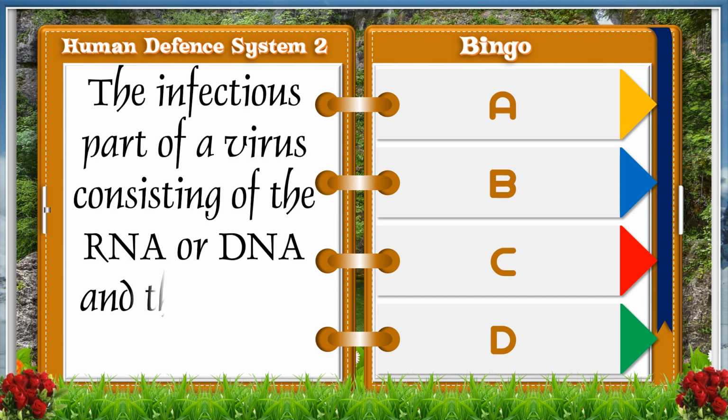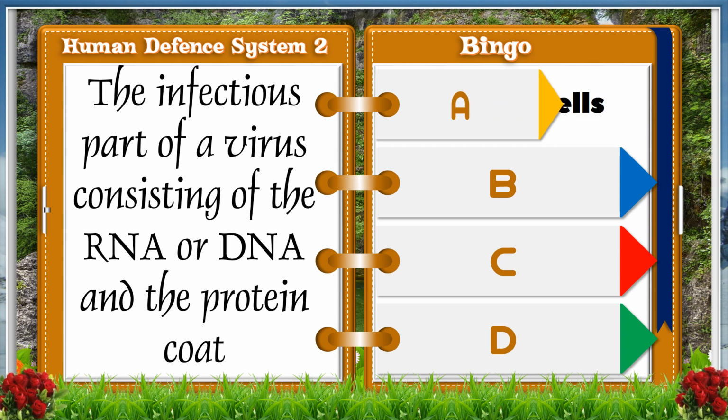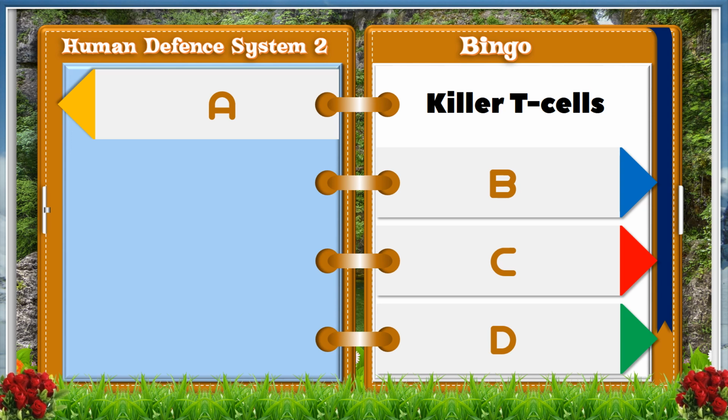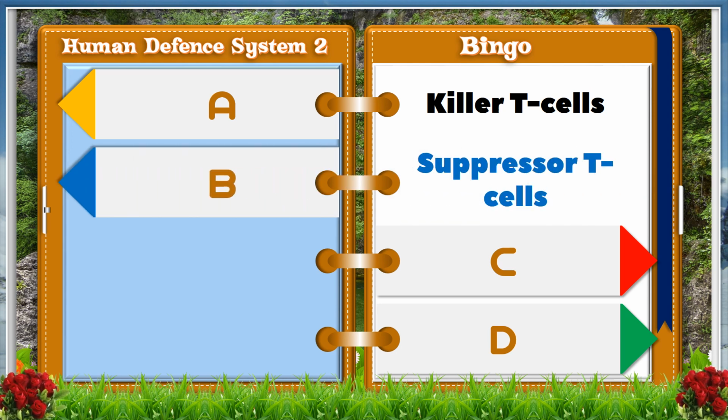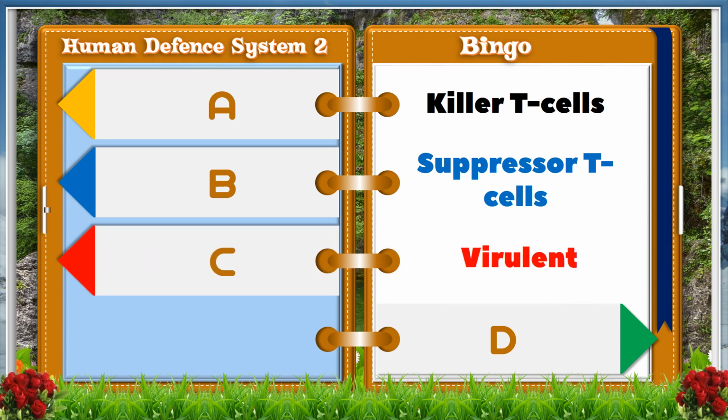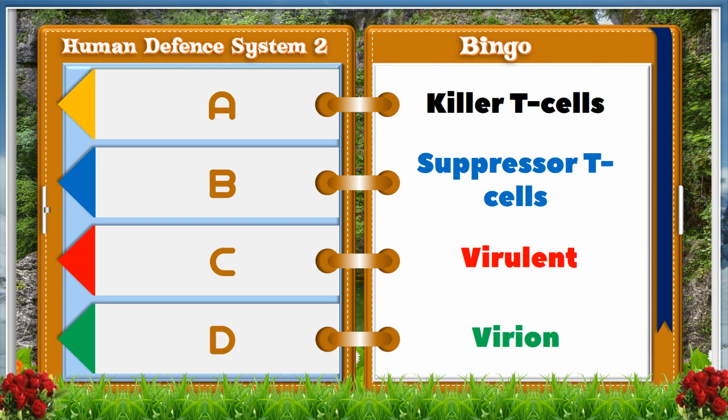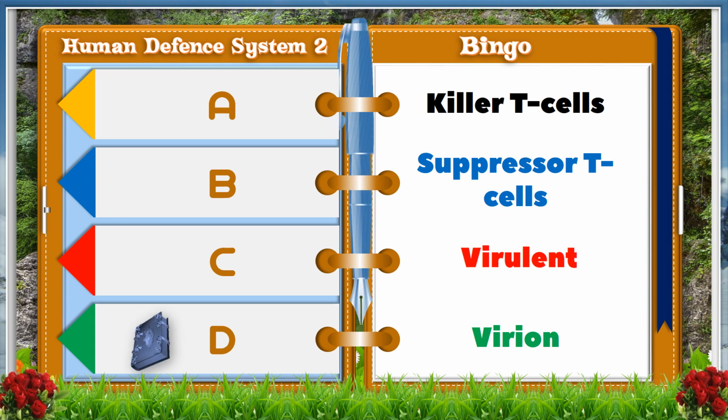The infectious part of a virus consisting of the RNA or DNA and the protein called A. Killer T cells, B. Suppressor T cells, C. Virulent, D. Virion. And the answer is D. Virion.